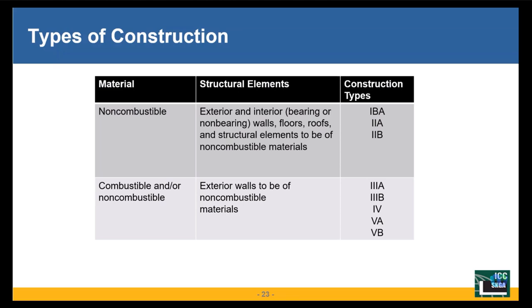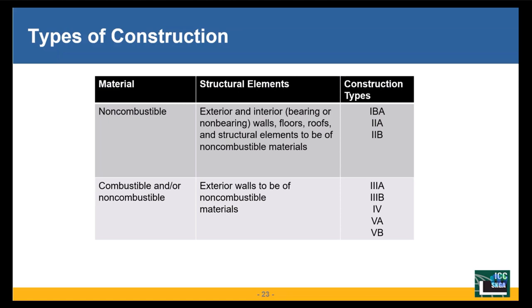So you can see type 1, B and A, for non-combustible material, can only include and permit non-combustible material in interior bearing or non-bearing walls, floors, roofs, and structural elements. So you cannot have combustible material in type 1A, 1B, type 2A, and type 2B. These are the structural elements.